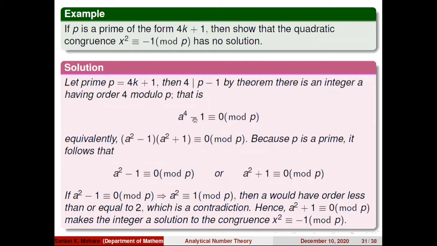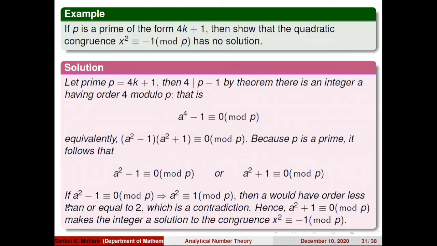or equivalently a to the power 4 minus 1, which can be written as (a squared minus 1) times (a squared plus 1), is congruent to 0 modulo p. But as p is a prime number, it follows that either a squared minus 1 is congruent to 0 modulo p or a squared plus 1 is congruent to 0 modulo p, because p is prime and this product is congruent to 0 modulo p. So we go through both the cases.